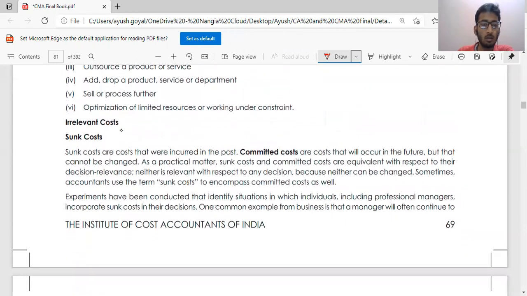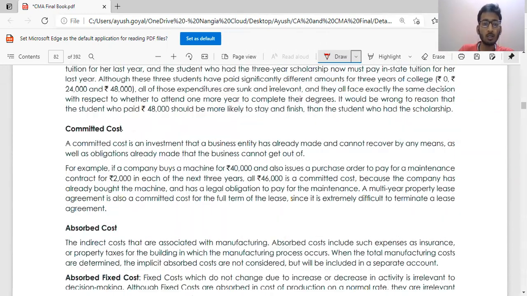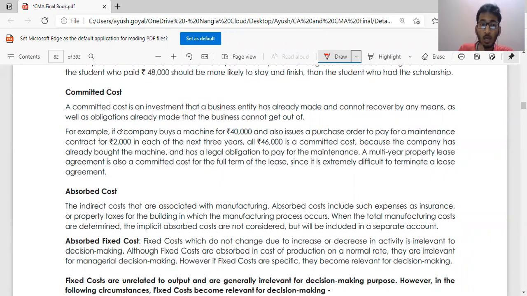Now, what would be the irrelevant cost? I can say sunk cost, which is already committed. You are not incurring that cost specifically for this; the cost has already occurred. So this is called the sunk cost, and it would be an irrelevant cost. Committed cost, as it is written here, is an investment that a business entity has already made and cannot recover by any means. Since this cost has also already been incurred, it is not a relevant cost, so it would also be an irrelevant cost.